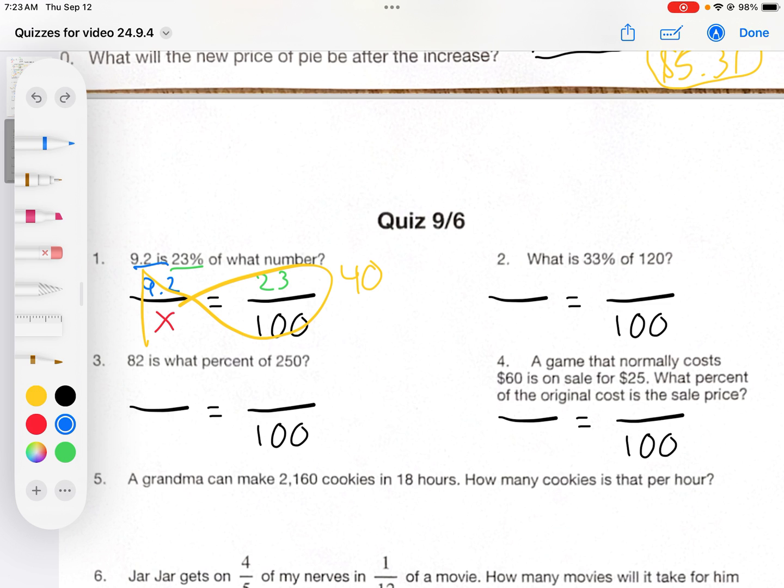Number 2, what is, there's your variable, 33% of 120. So then you run through the fish method on this one. You will get 39.6, 120 times 33 divided by 100. Number 3, 82 is, hold on, what percent, there's your variable, of 250.